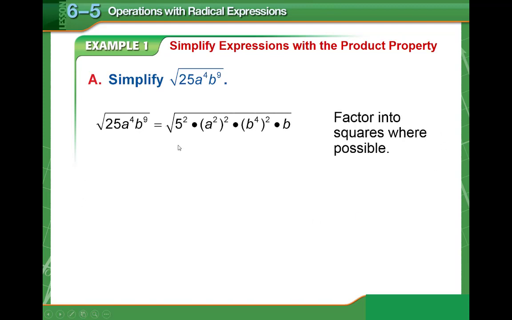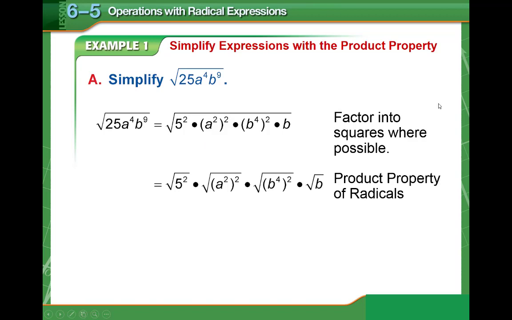Simplify this expression. We're looking at a square root. Under the radicand we see 5 squared times a squared squared times b to the 4th squared times b. We're separating these into square factors, aren't we? So we can use the product property of radicals to separate them under different radical signs and simplify.